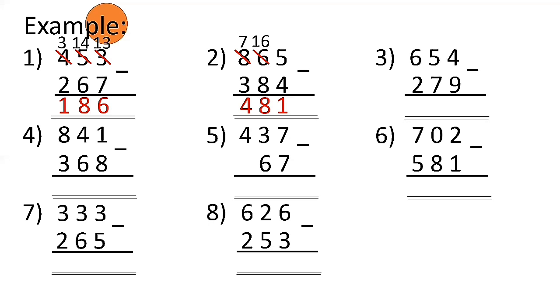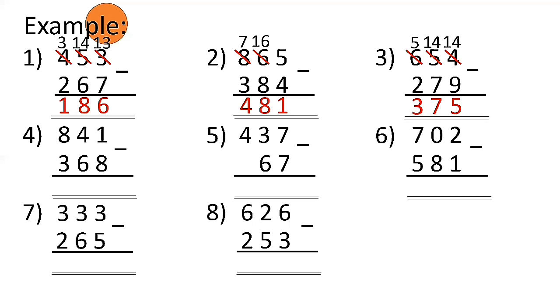Number 3, 654 minus 279. We cannot subtract 4 by 9, so we need to borrow in the tens place. Cancel 5 becomes 4. And 4 becomes 14. 14 minus 9, that is 5. And we cannot subtract 4 by 7, so we need to borrow in the hundreds place. Cancel 6 becomes 5, and 4 becomes 14. 14 minus 7, that's 7. 5 minus 2, that is 3. So our answer here is 375.